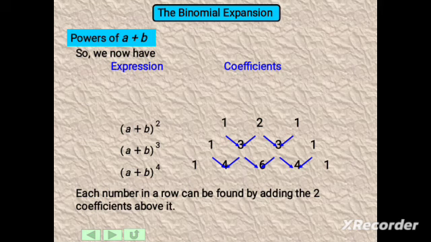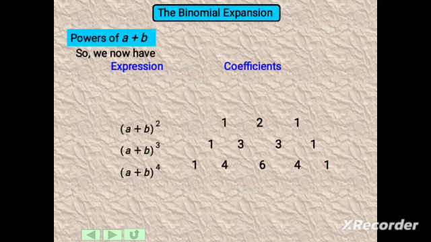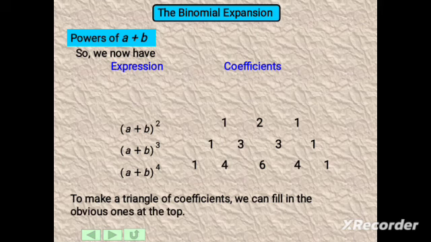The coefficients take us through to a very good concept, the Pascal's triangle. The Pascal triangle is made of the coefficients found during the binomial expansion. So to make a triangle of coefficients, we can fill in the obvious at the top. Of course, we started with a plus b raised to power 2.